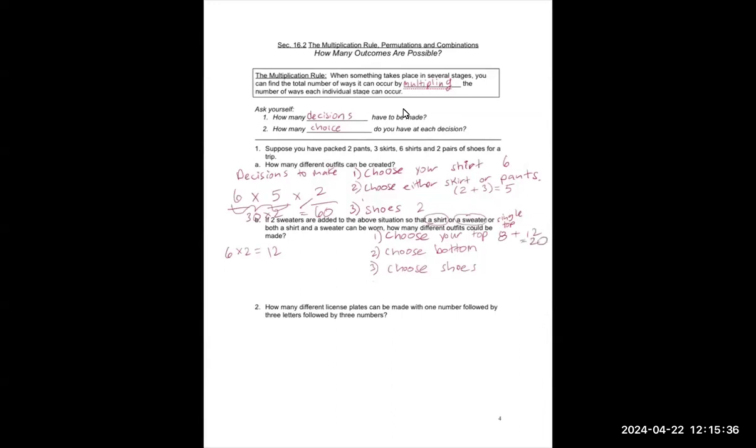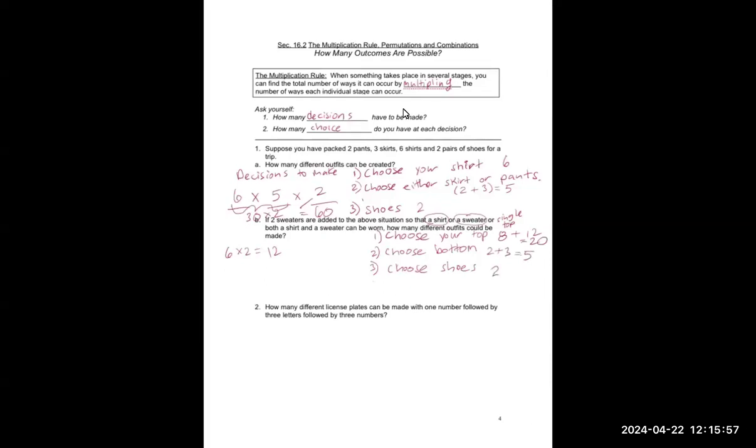Then with the bottom, there's 2 plus 3, because there are 2 pairs of pants and 3 different skirts. So there are 5 different choices for the bottom. Then for the shoes, there are still 2 different pairs of shoes.